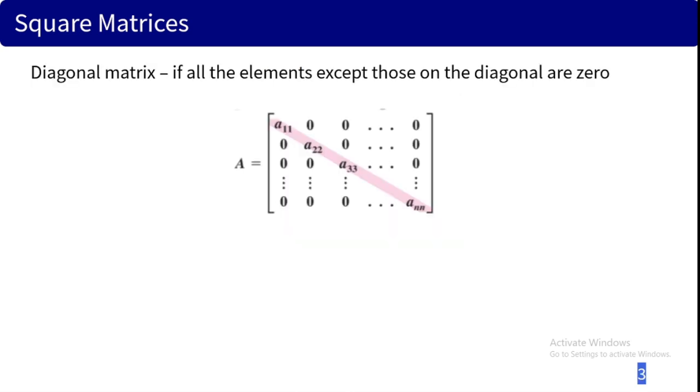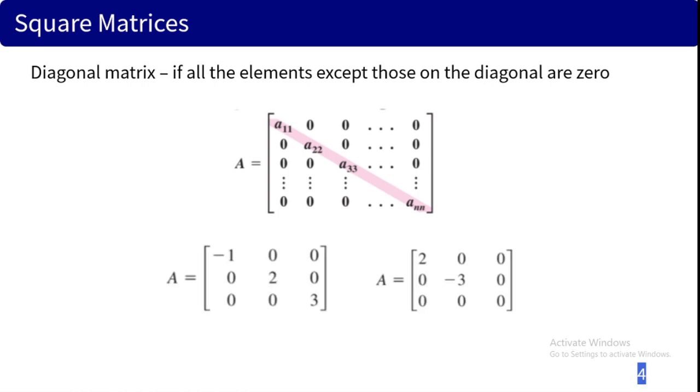If all elements except those on the diagonal are 0, the matrix is called a diagonal matrix. The two below are examples of diagonal matrices. You can see that the only non-zero values in those two matrices are located in the main diagonal. Hence, they are called diagonal matrices.